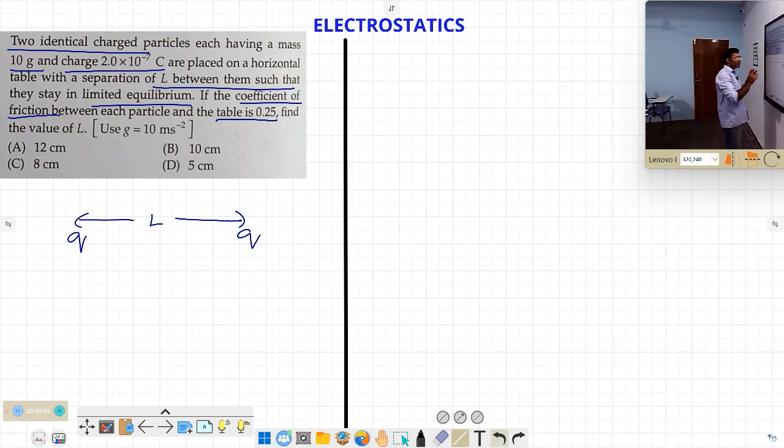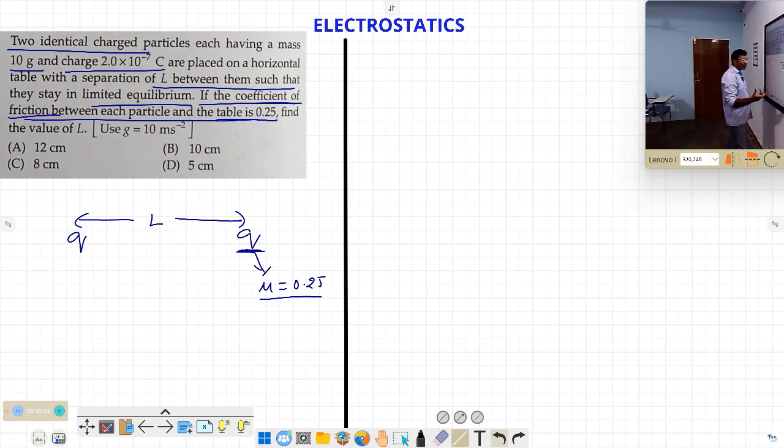Actually, due to repulsion, what happens? They are not in equilibrium. But limited equilibrium means something is making it equilibrium. What is that? It is the coefficient of friction between the particle and table. If there is any friction acting between these charges and the table, that friction value is given as mu equal to 0.25. Coefficient of friction is given. Find the value of L. Using that concept, they are asking us to find the L value.